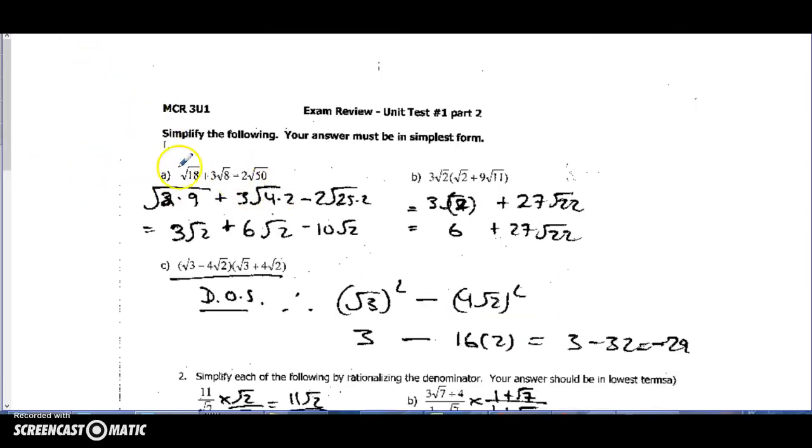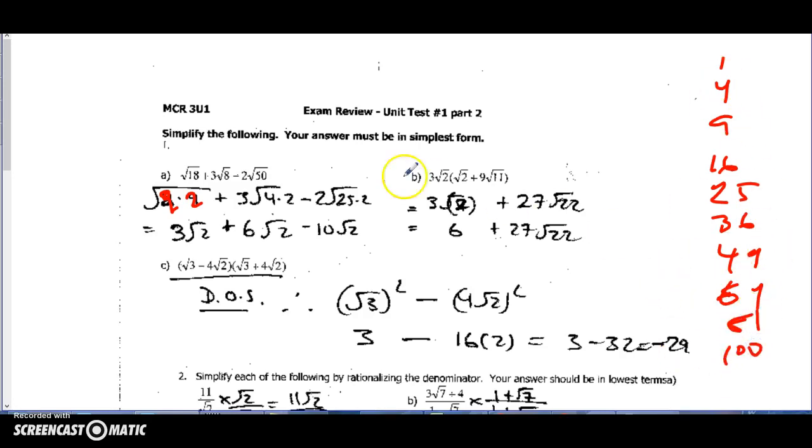Page 2. I'm going to switch this around to 9 and 2. What you ask yourself is, what perfect square? You're looking for perfect squares. 1 squared is 1, 2 squared is 4, 3 squared is 9, 16, 25, 36, 49, 8 squared is 64, 81, and 100. So if any of these numbers go into what's under the root sign, you get them out.